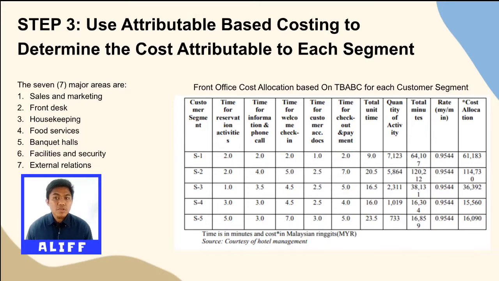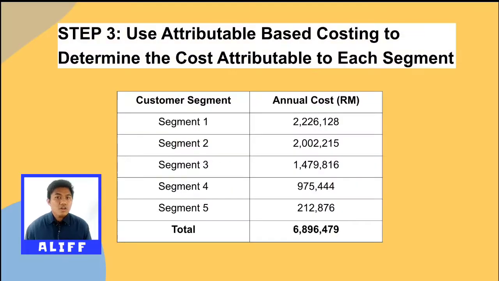After that, the management applies the time equation, which uses time-driven activity-based costing to reflect the resource demand of each activity. So, this table shows an example of the cost allocation for front office based on the time-driven activity-based costing for each customer segment. This table shows the annual cost for every customer segment where segment 1 has the highest annual cost while segment 5 has the lowest annual cost.